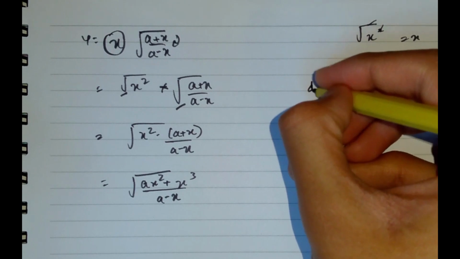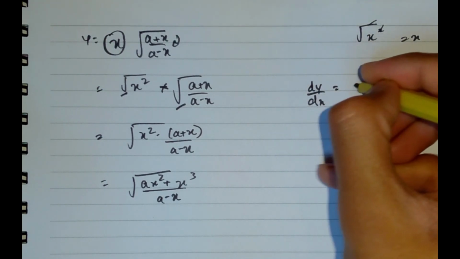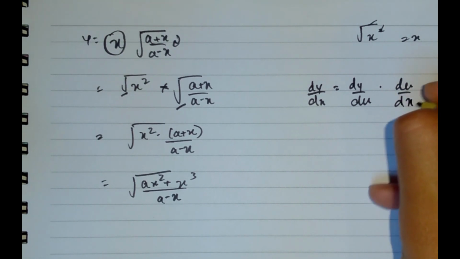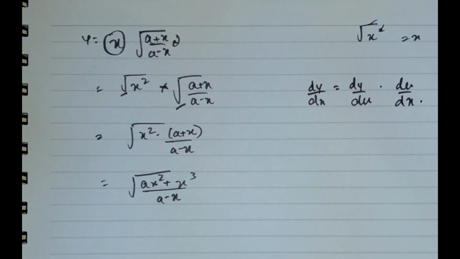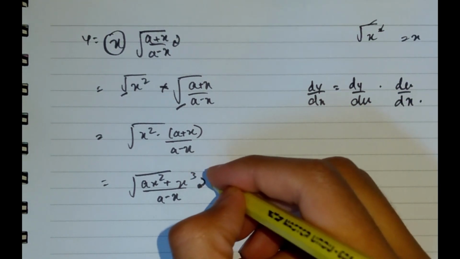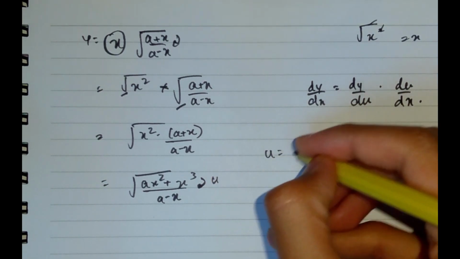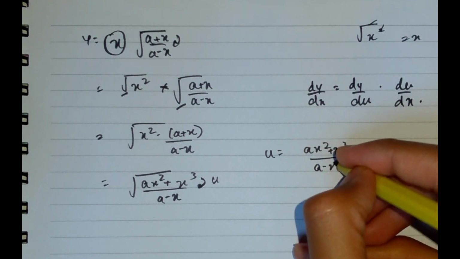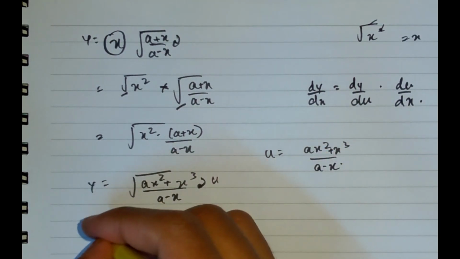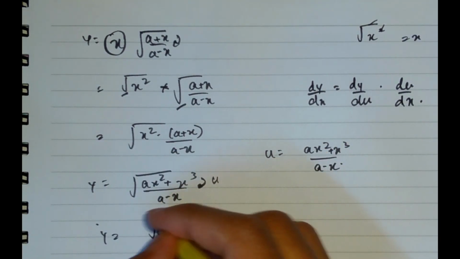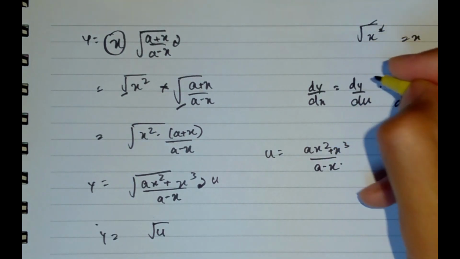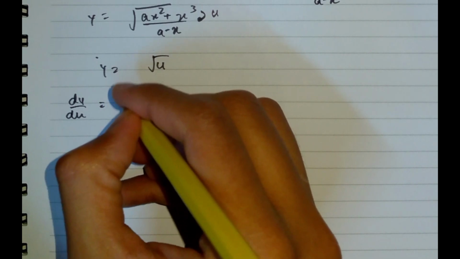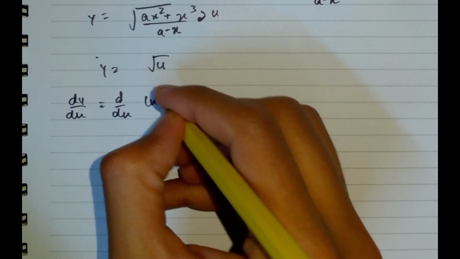Now let's recall the chain rule. dy by dx is equal to dy by du times du by dx. Now I want to ask you a question. What is my u over here? You guessed it right. This thing present over here is our u. So my u is equal to (a x squared plus x cubed) divided by (a minus x), and now y would be equal to the square root of u. I have to find the derivative of y with respect to u. First of all, dy by du, d by du of u to the power 1 by 2.